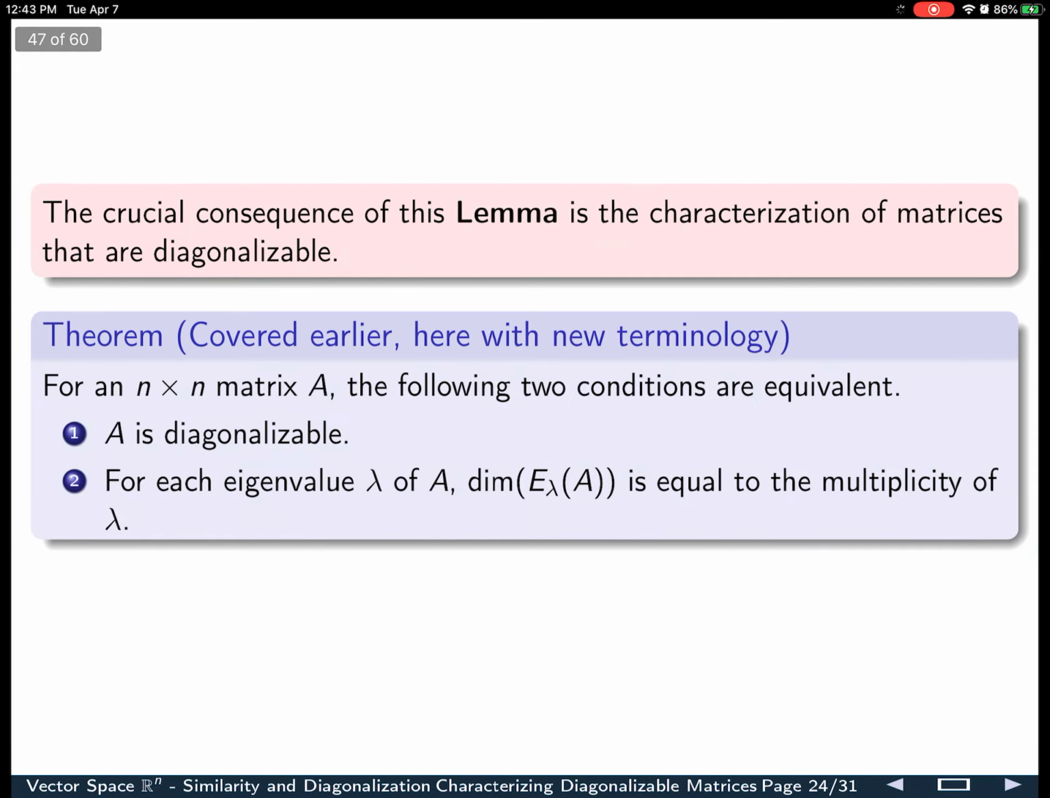We're going to be looking at diagonalizability. And I've said this already. When we have an n by n matrix, it is diagonalizable precisely when, for each eigenvalue of A, the geometric multiplicity, the dimension of the eigenspace, is equal to the multiplicity of lambda. So if the eigenvalue is repeated 3 times, we need to find 3 linearly independent eigenvectors associated with that eigenvalue.